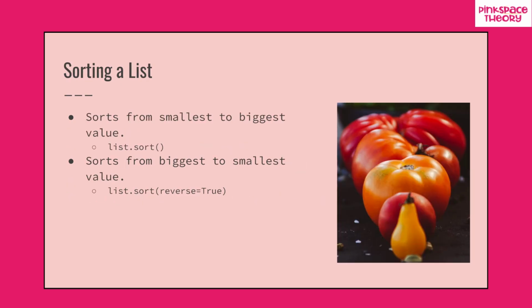Additionally, lists have a special method to sort their values. If you do list.sort without anything inside of the parentheses, it will take a look at all the values inside of that list and sort them from smallest value to biggest value. Now, what if you want to do the opposite? What if you want to sort from biggest to smallest value? Then inside of the parentheses, you would add reverse equals true. This is using something called keyword arguments, which we will take a look at in another video.